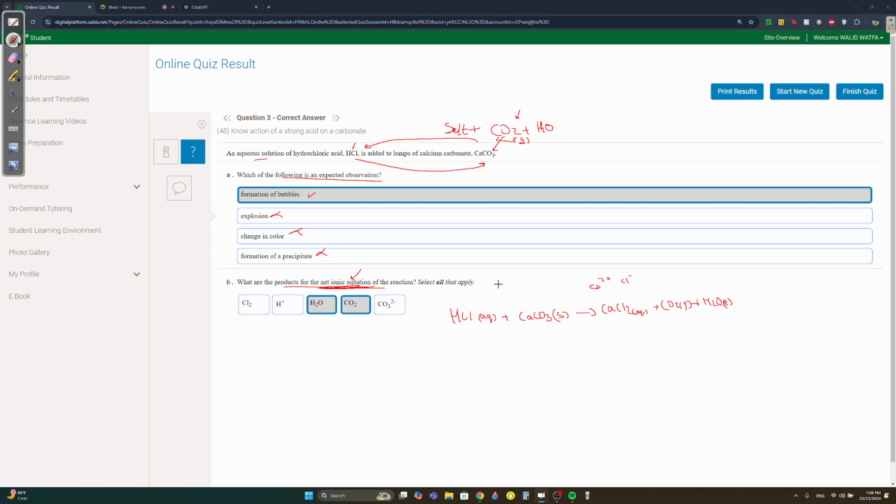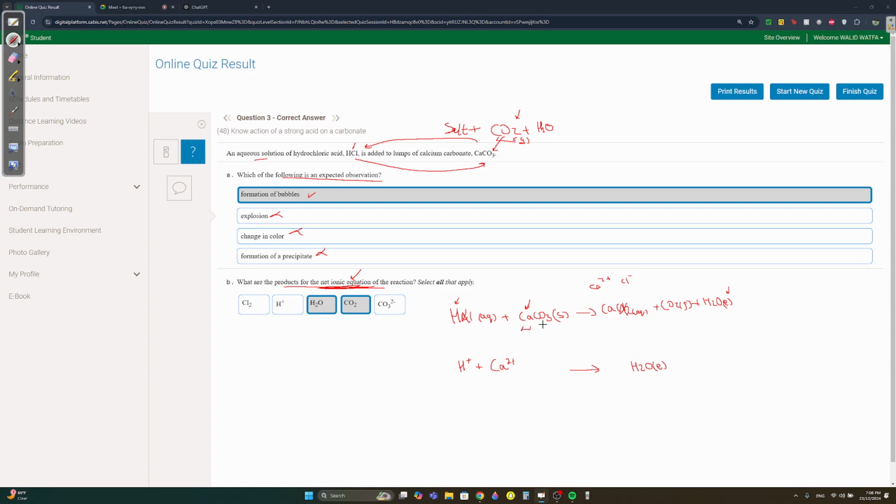Here's how I see it. I'm going to look at each element and ask myself, did it change its state? If it changed, I include it in my net ionic. H plus, it was aqueous. Now it became liquid. So do I include it? Yes. So I put H plus, and on the other side, H2O. Cl, it was aqueous. What is it now? Aqueous. So I don't care about Cl. Ca, it was solid. Now it's aqueous. So did it change? Yes, so I write it down.